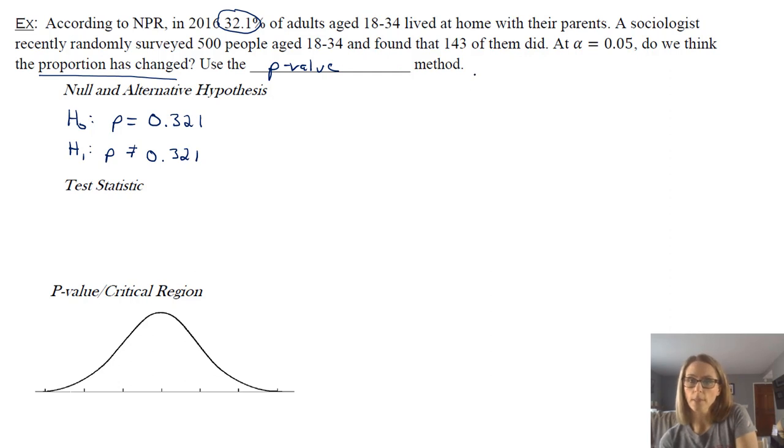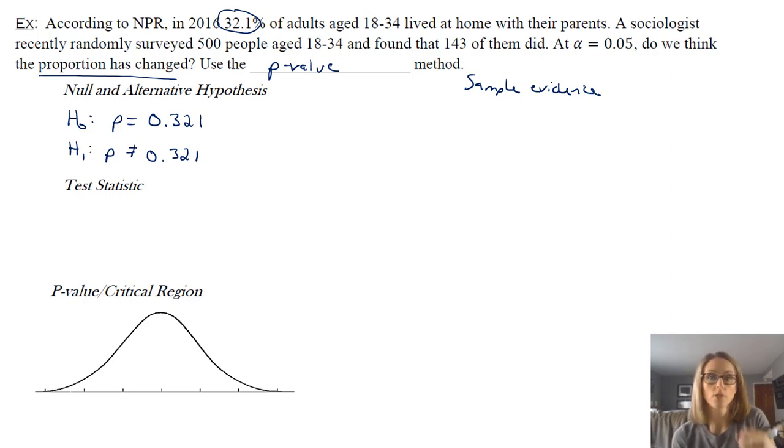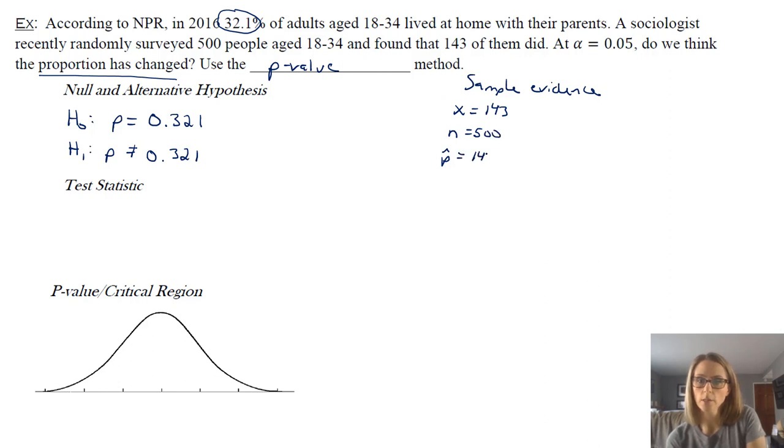So over here, let me just put my sample evidence, because that's what I'm using to test how strong this change is. So our X and our N, and that will create our P hat. So notice we have 143 people in the new sample that live at home out of 500. And then we can do that. We can also leave it as a fraction, or we can test it. It doesn't look like it comes out super pretty, so I'm going to write it to 3 decimal places here.